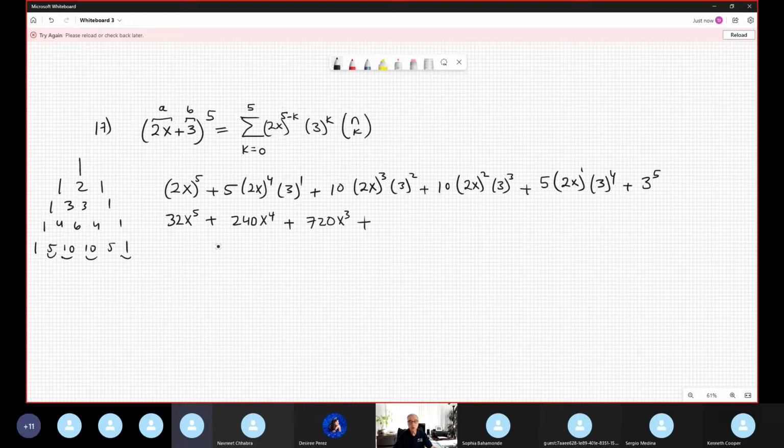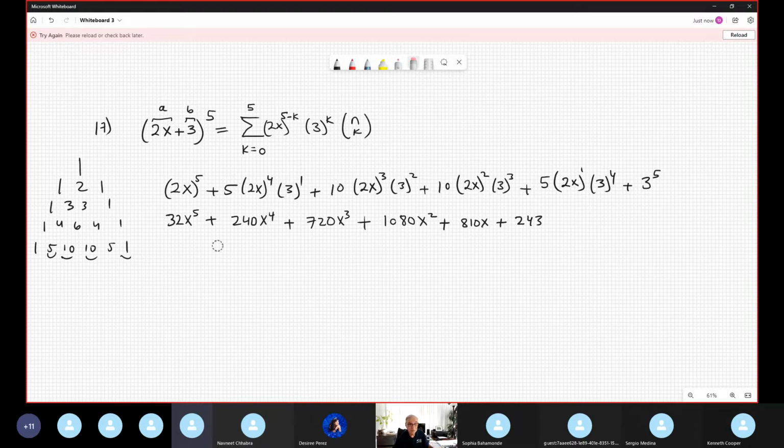Plus, this is 27, this is 4, and this is 10, is 1080 x squared. Plus, the rest is 810 x plus 243, which is 3 to the 5th. And this is the answer. This is the total expansion of this binomial, 2x plus 3 raised to the 5th power.